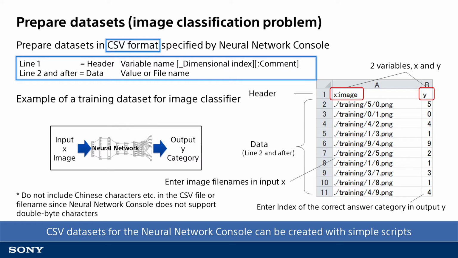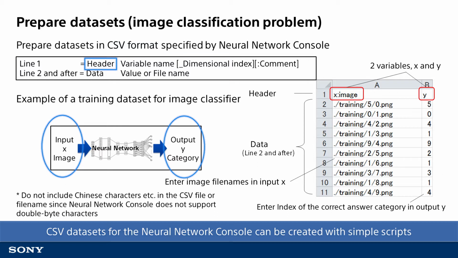We will use Neural Network Console to create datasets in CSV format. CSV files are text files describing comma-separated values. These files can be easily created in Excel or using scripts. These CSV files are organized with a first row header and data in the second and subsequent rows.